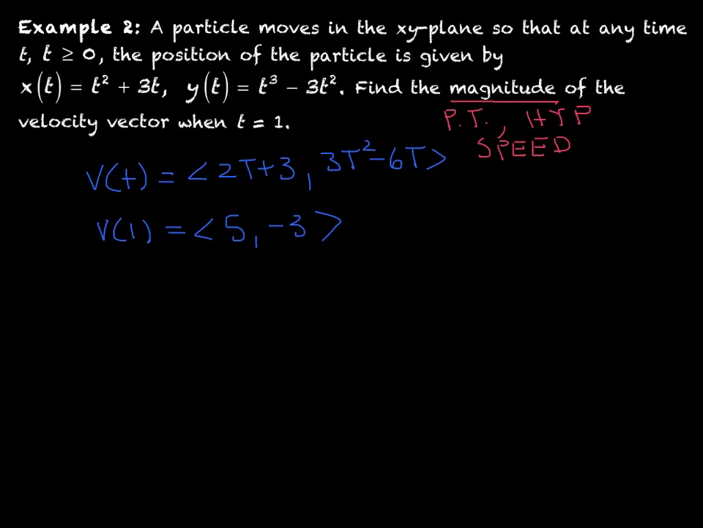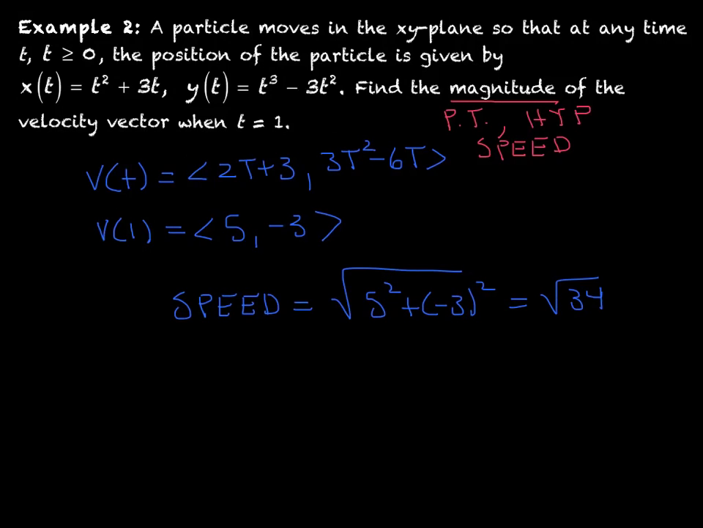But that is the x and y components. And so in order to get the magnitude, we have to do the Pythagorean theorem. So the speed of the object is simply going to be the square root of (dx/dt) squared plus (dy/dt) squared. So 5 squared plus negative 3 squared. And that is going to end up being root 34. And that is how fast the object is traveling.